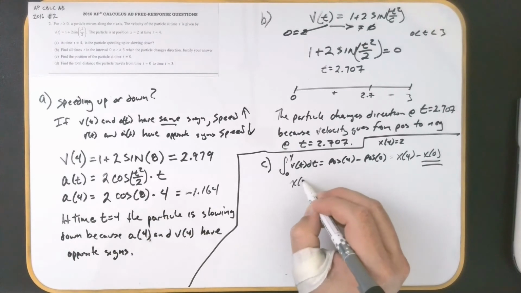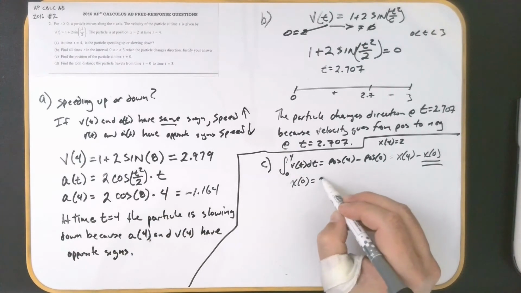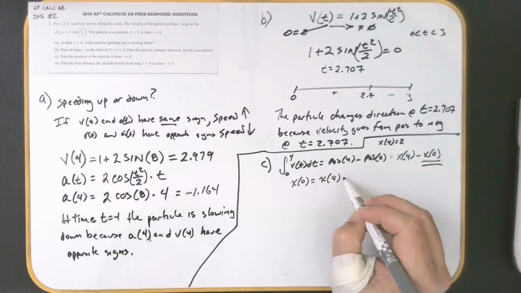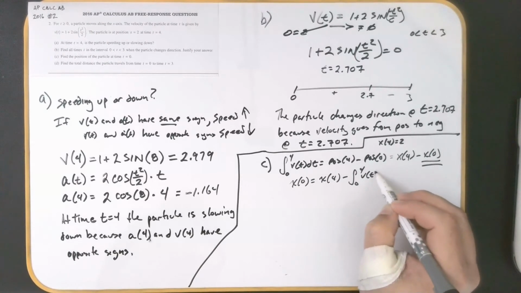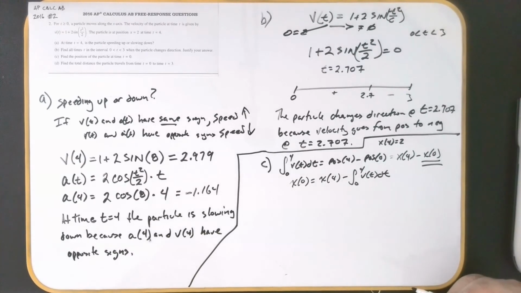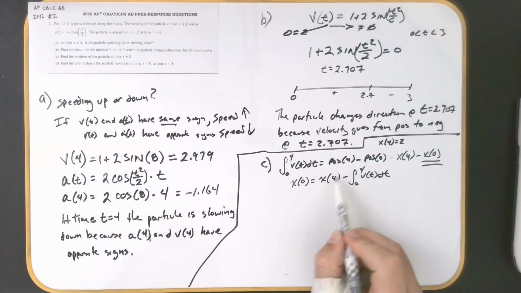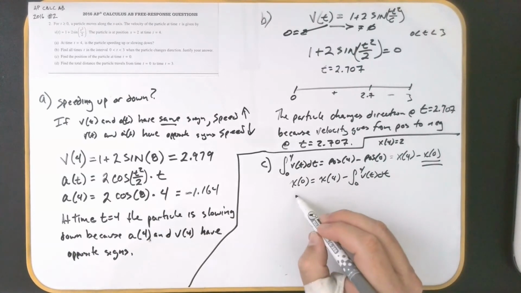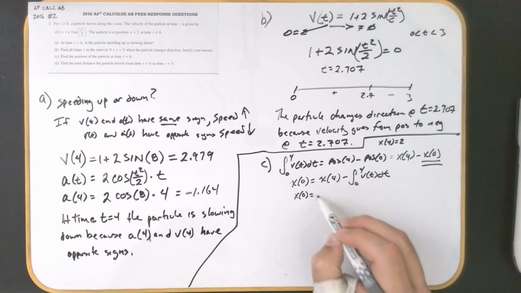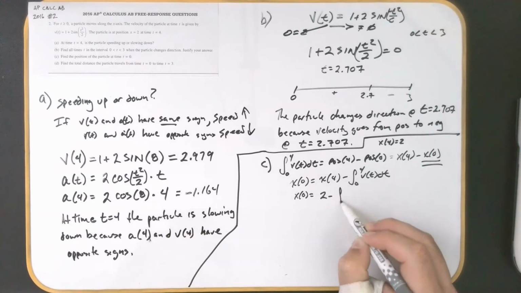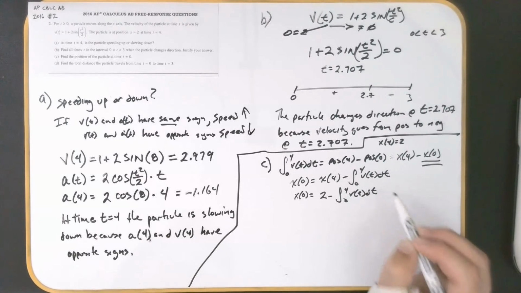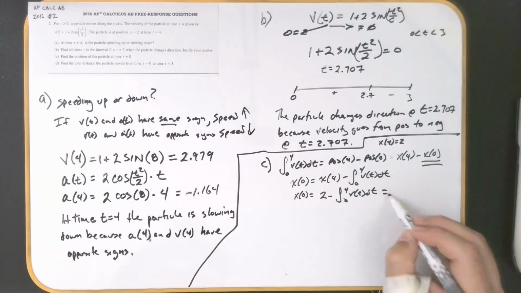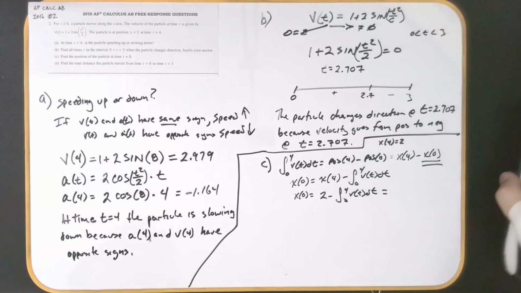So what I'm going to get here is initial position is going to equal the position at 4 minus the integral from 0 to 4 of v of t dt. That's going to give it to me. Now, again, x of 4 was given as a 2, so we could just say our initial position is equal to 2 minus the integral of 0 to 4 of v of t dt. Okay? And it's a calculator question, so we're just going to actually do that.